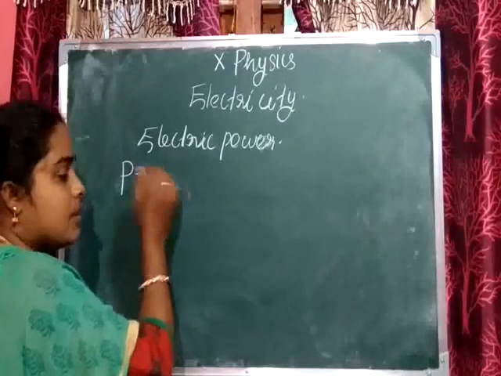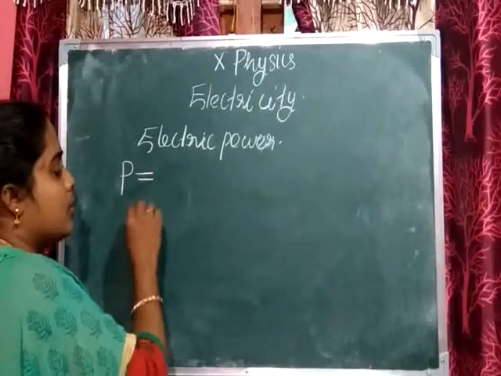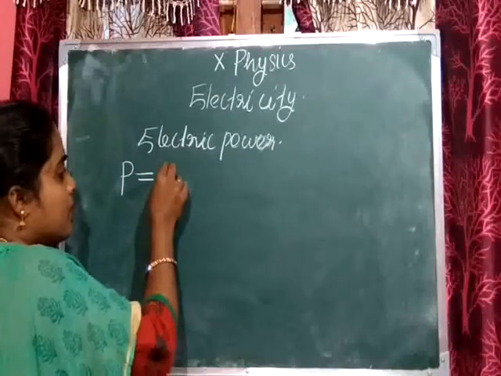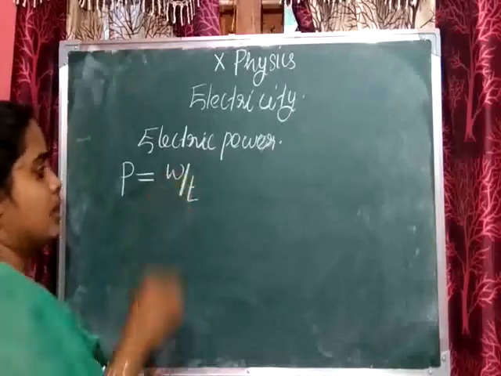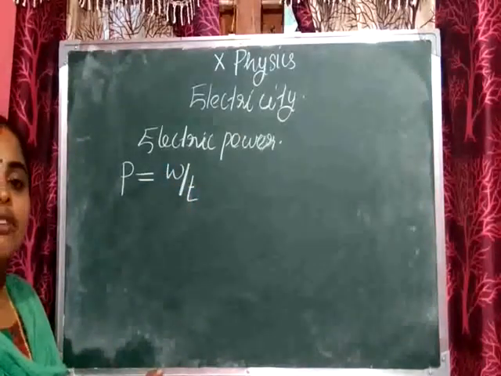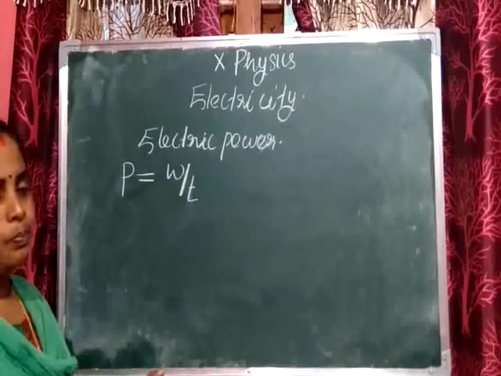W is written as both work and energy, so we can use the simple W. So power P is equal to W by T, that is, the rate of consumption of energy is called power.